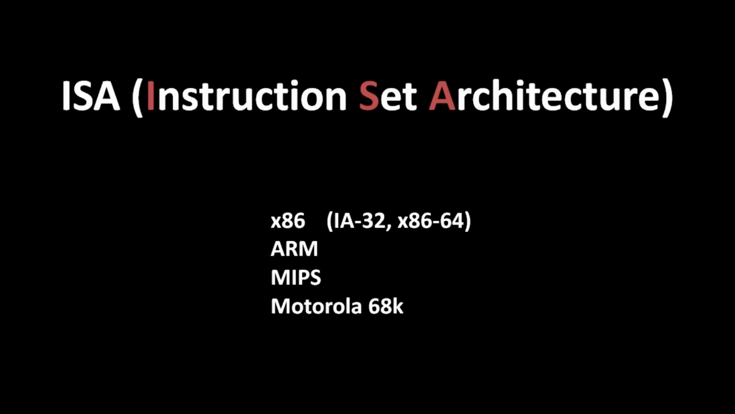Together, these two facets of a CPU are often called its ISA, its instruction set architecture. If you have two processors which both support the same ISA, then they both can run the same code, even if the processors were made by different manufacturers.